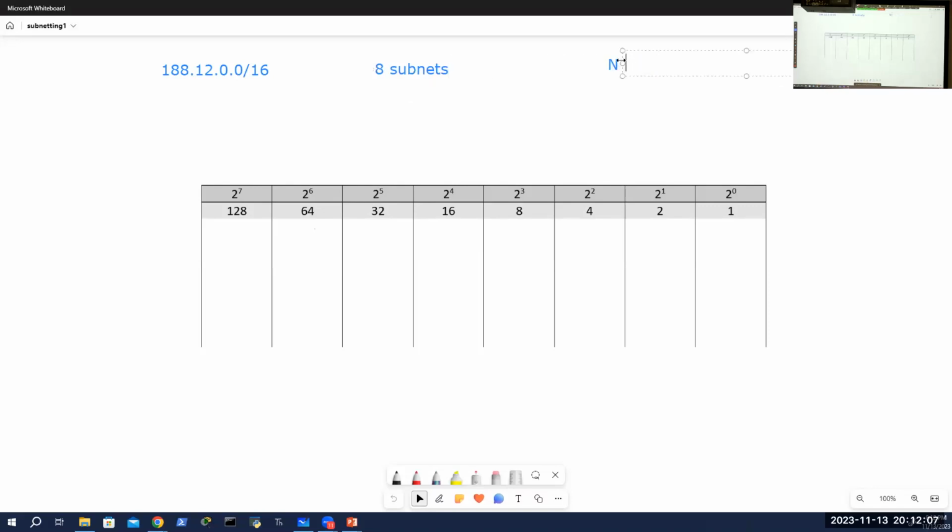I hate this annotation stuff. New prefix, subnet mask, and number of hosts per subnet.